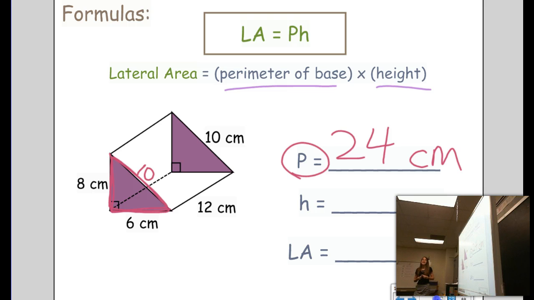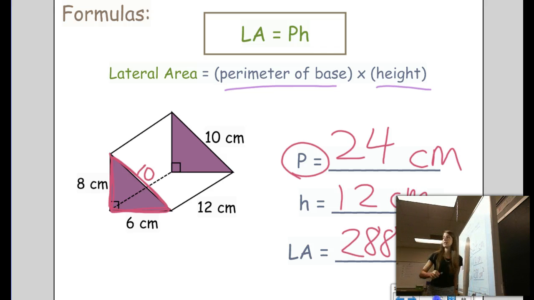All right, Nasia, what's the height of this prism? 12. Yay! 12 is the height. And now let the calculator do the rest of the work. P times H. 288. Yep. Is that what y'all got? 12 times 24. 288. And what's our units?